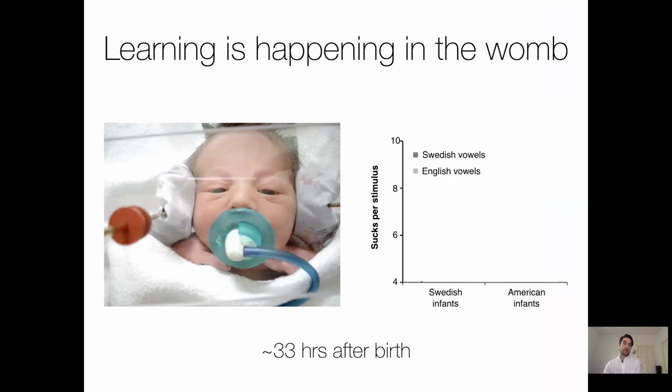So this is an experiment that they did in Sweden and the United States. What they would do is get these babies who were just over a day old, approximately 33 hours after birth on average, so really, really little babies. They would play these Swedish infants and these American infants different sounds, different vowels in particular, because there are some vowel differences between Swedish and English.